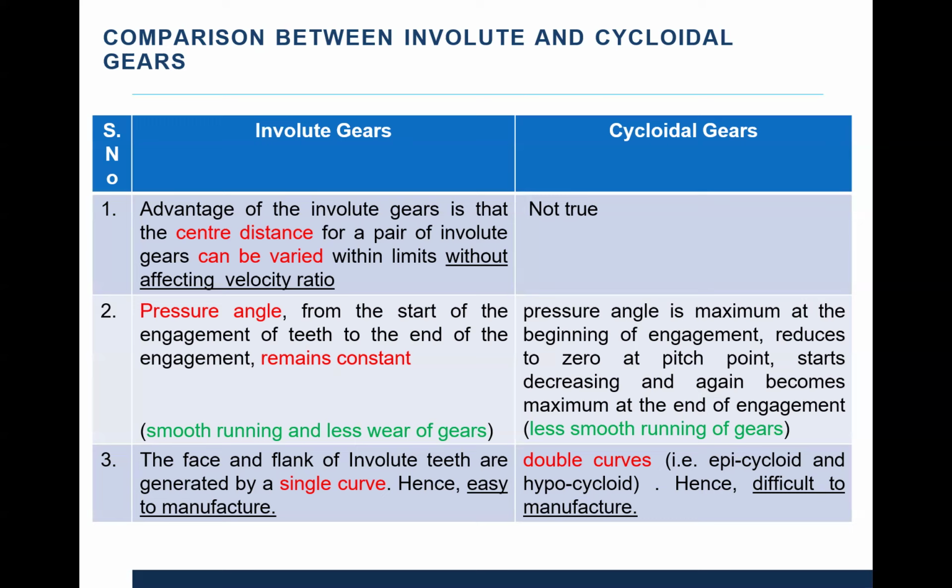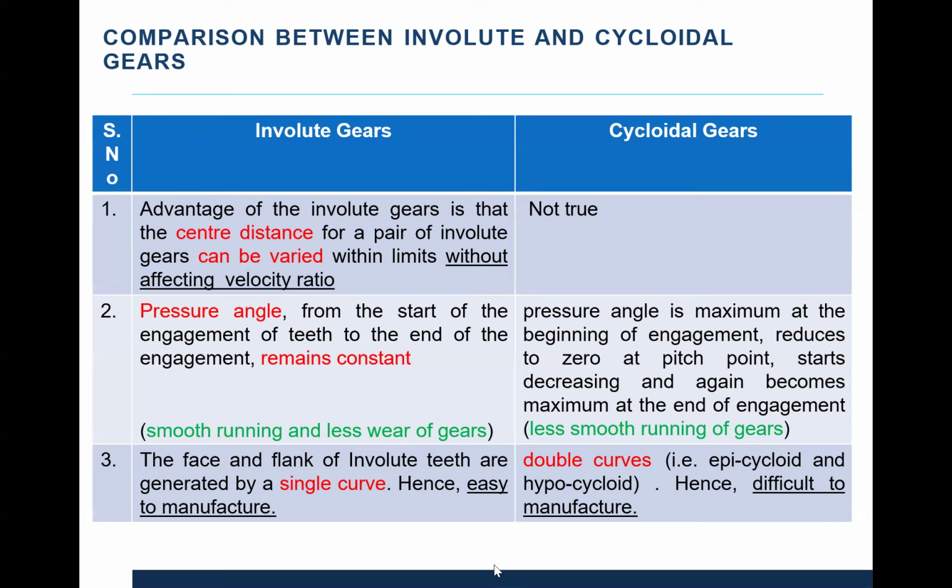So basically the pressure angle is only maximum at the start and at the end of engagement, and at the pitch point in case of cycloidal gear that pressure angle will reduce, and it will become zero at the pitch point. Okay, so it has smooth running and less wear of gears, whereas there is less smooth running of gears in case of involute gear.